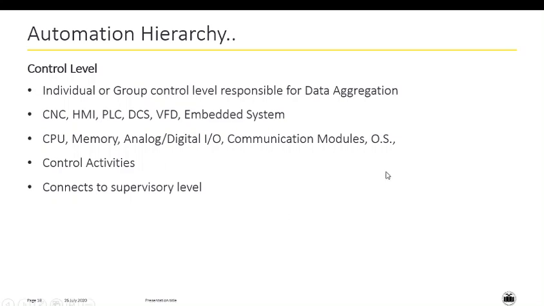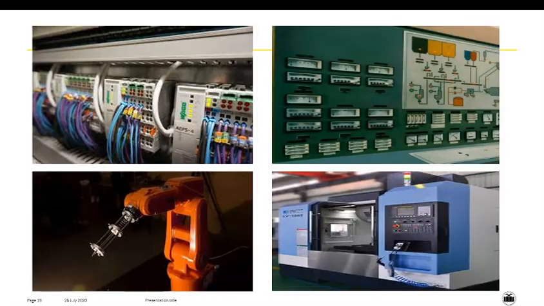So this is the hardware component, and software components are also there, which are the operating system and the operating software. So at the control level we are dealing with hardware as well as software. The main purpose of this control level is to control the activities, and to pass whatever data is gathered and aggregated to the supervisory level. So we'll see how these control level devices look like.